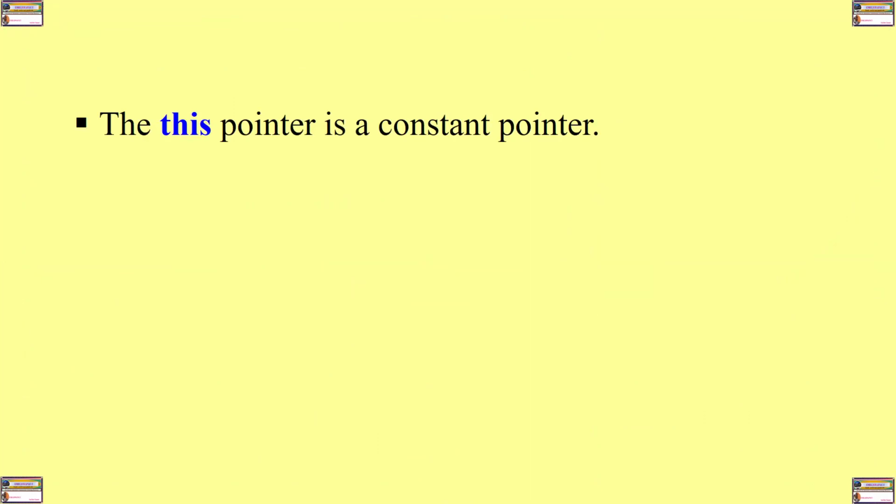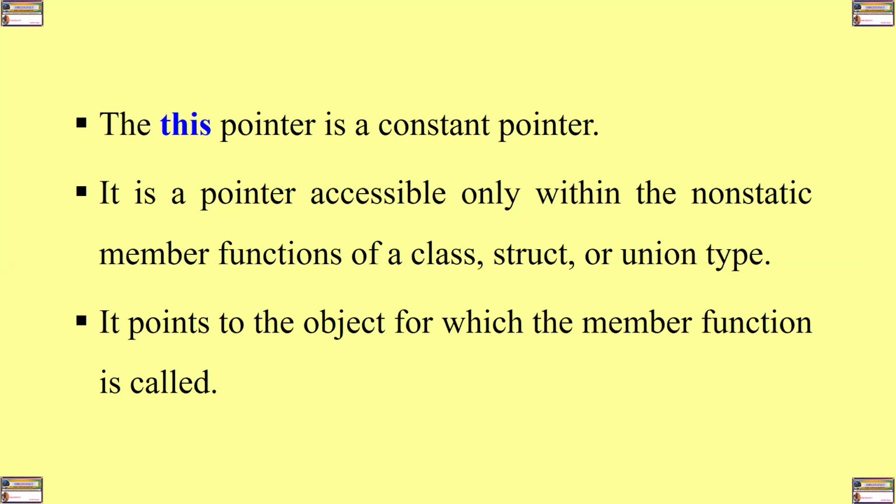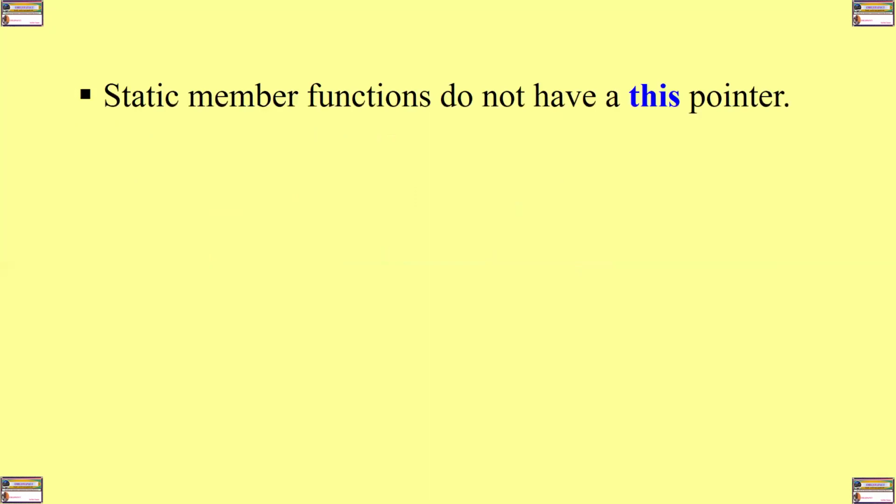What is the this pointer? The this pointer is a constant pointer. It is a pointer accessible only within the non-static member functions of a class, struct, or union type. It points to the object for which the member function is called. Static member functions do not have the this pointer.